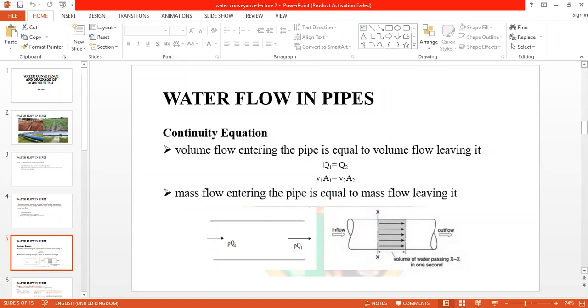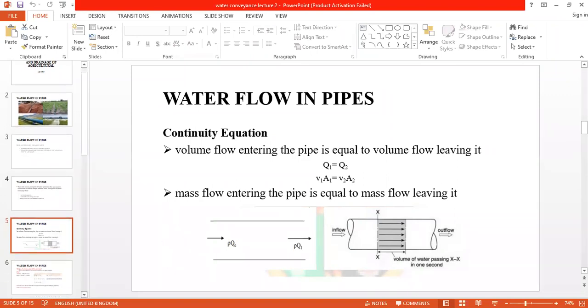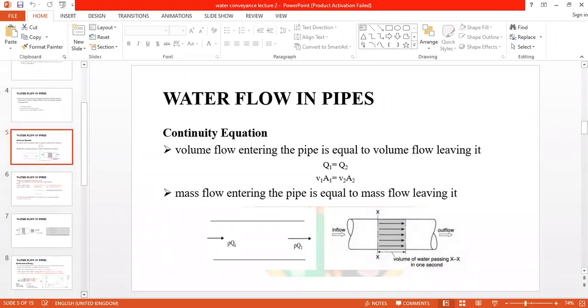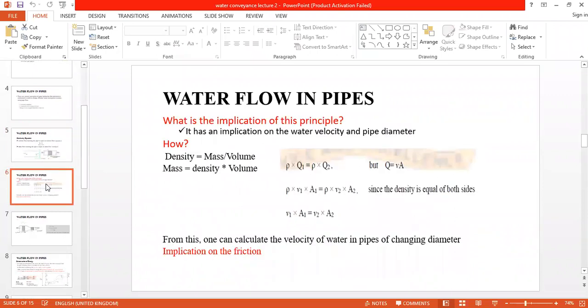So this will have an implication if you have a pipe system, and you want to maybe increase the rate at which water is coming out at the end, at the outlet. When you reduce the size of your pipe, water will start moving at a faster rate.